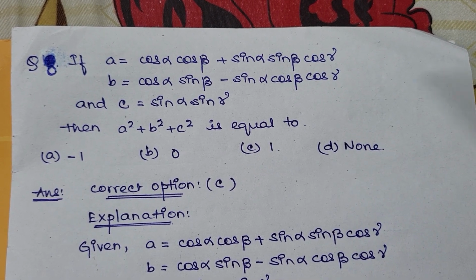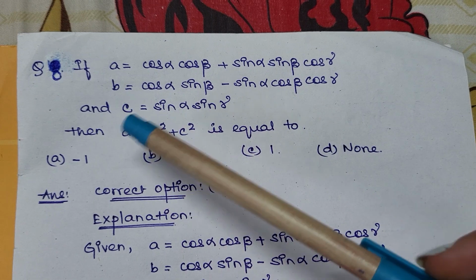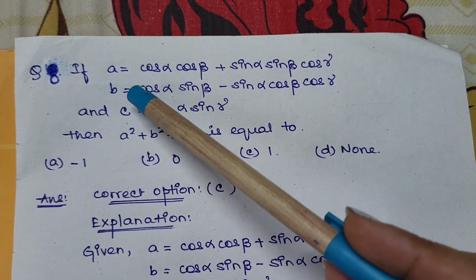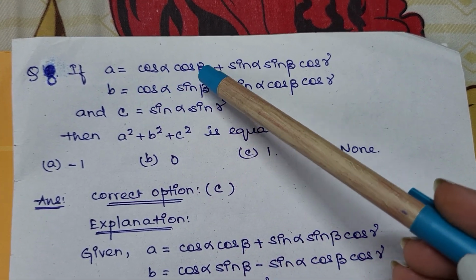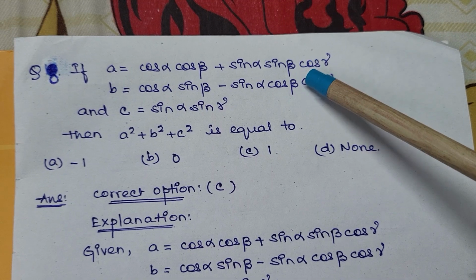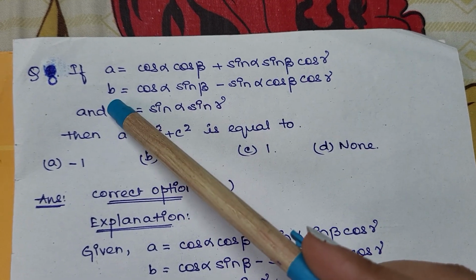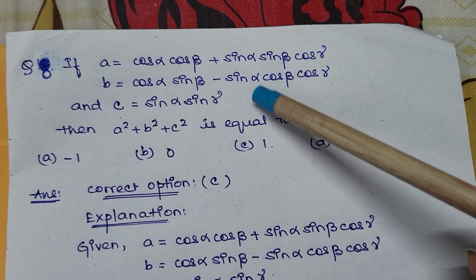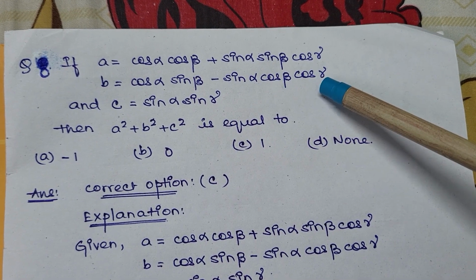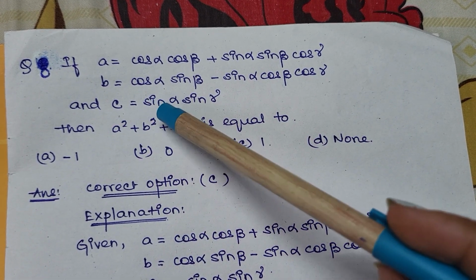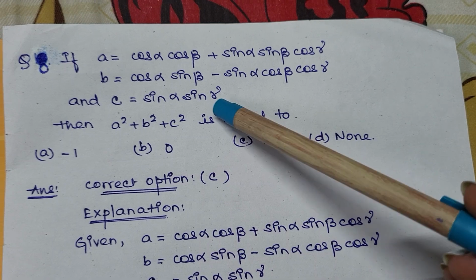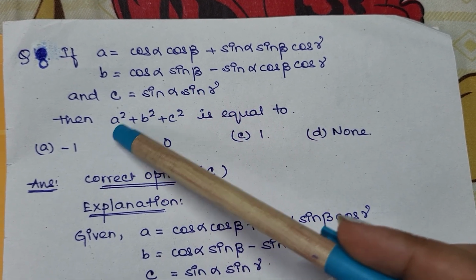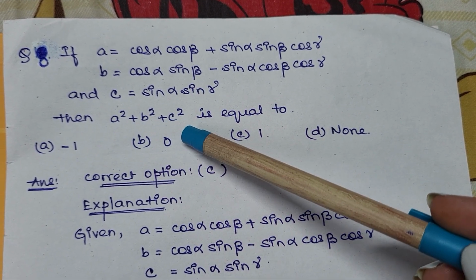We are back with question number 8. It says that A is equal to cos alpha cos beta plus sin alpha sin beta cos gamma. B is equal to cos alpha sin beta minus sin alpha cos beta cos gamma. And C is equal to sin alpha sin gamma. Then we are to find the value of A square plus B square plus C square.